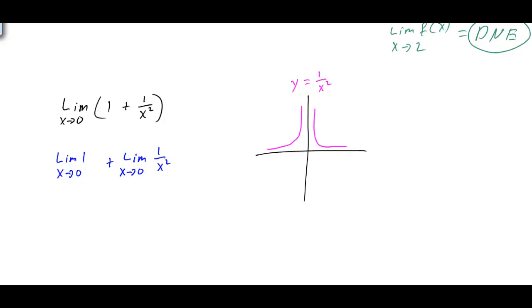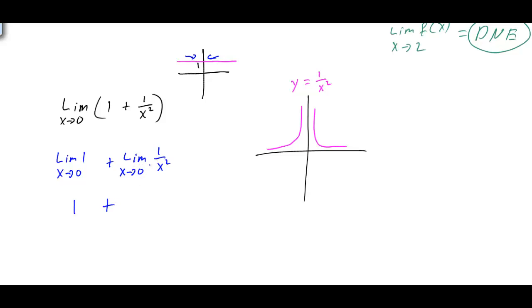Well, if we take the limit of 1, that goes back to our property of taking the limit of a constant function, and the graph of this function would be just a horizontal line at 1. So the limit of 1 as x approaches 0, well, if we approach 0 from the left and 0 from the right, our y value is approaching 1.